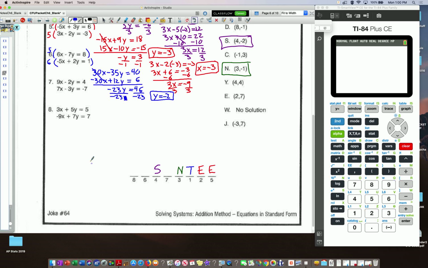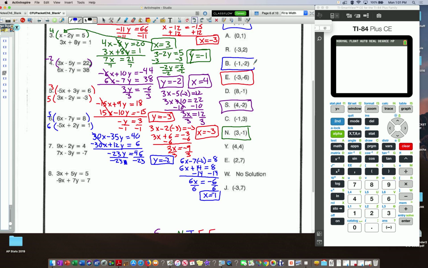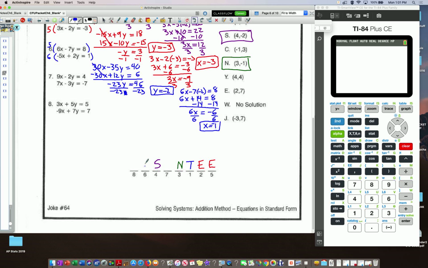So now I'm going to plug that back in. Plug it into the second equation there, or the first one, sorry. 6x minus 7 times negative 2 equals 8. So 6x plus 14 equals 8. Subtract 14. So 6x equals negative 6. Divide by 6. X equals negative 1. Oops, I forgot the negative. All right, so I'm looking for negative 1, negative 2. So let's see here. There it is, B. So for number 6, here we are, B. Got 2 left.